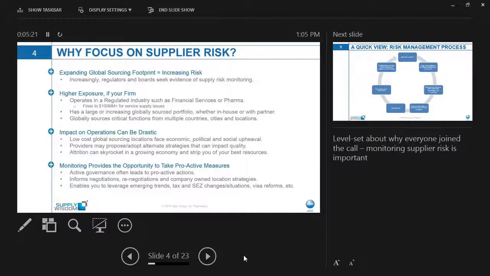So as you're thinking through this presentation with me, I really want you to think about supplier risk not just as something to protect you from bad things, but really good supplier risk is actually a way for you to be smarter and be more proactive and take advantage of opportunities that you hadn't before. So we're going to talk about that a little bit.